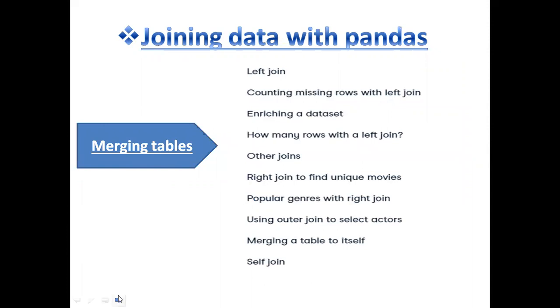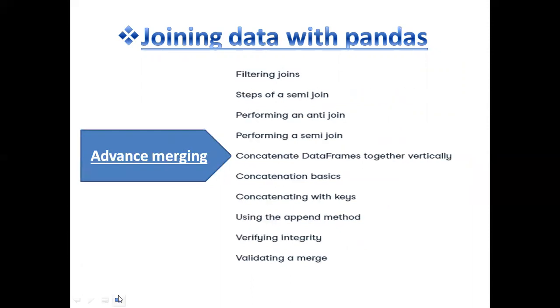So at second number, we'll talk about merging tables. It includes left join, counting missing rows with left join, enriching a data set, how many rows with the left join, other joins, for example, right join to find unique movies, popular genres with right join, using outer join, merging a table to itself, and then self join.